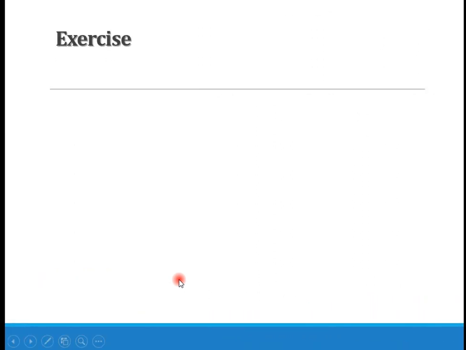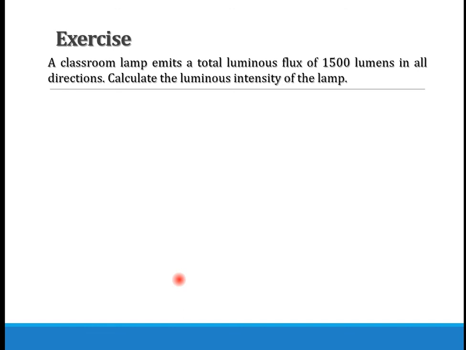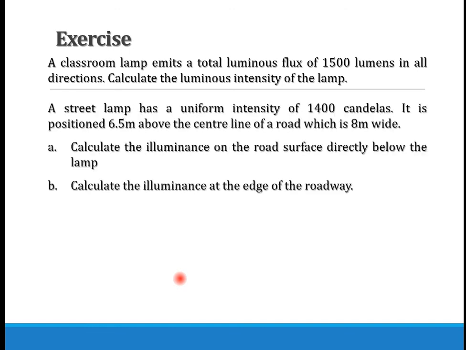So now, after having discussed that, it's time for you to work out the following problems. The first problem is a lamp in a classroom that emits a total luminous flux of 1,500 lumens in all directions. Calculate the luminous intensity of the lamp. And the second question is a street lamp has a uniform intensity of 1,400 candelas. It is positioned 6.5 meters above the center line of the road, which is 8 meters wide. Calculate the illuminance on the road surface directly below the lamp, and also calculate the illuminance at the edge of the roadway.